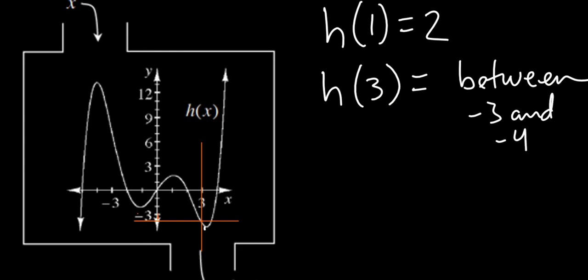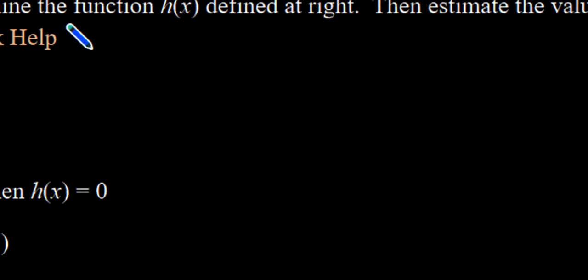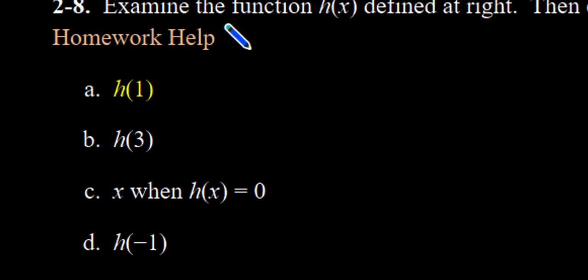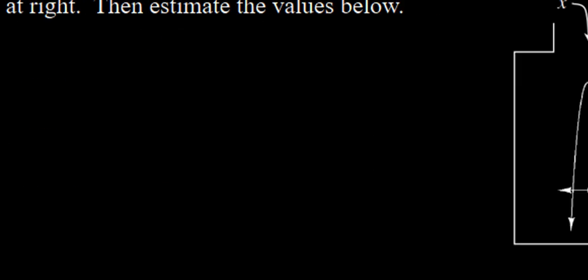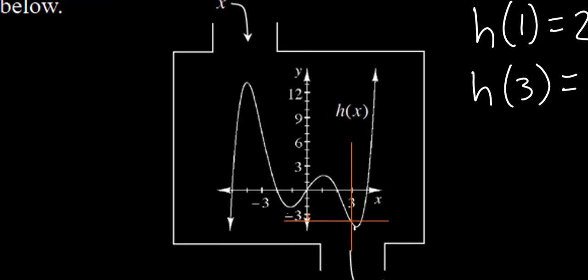So maybe I'm just having difficulty following those lines, because those orange lines look suspicious to me. But it looks like it was below negative 3. All right, the next value, it said, what about h? What is x when h of x is 0? Oh, okay, so this is a different question.